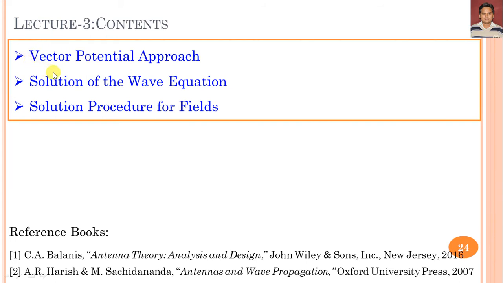Initially, the derivation of the vector potential function is calculated. Then the solution of the wave equation is discussed. Then the solution procedure to find the electric and magnetic fields from the above mentioned procedure. The following reference books are considered to prepare the contents of this lecture 3.